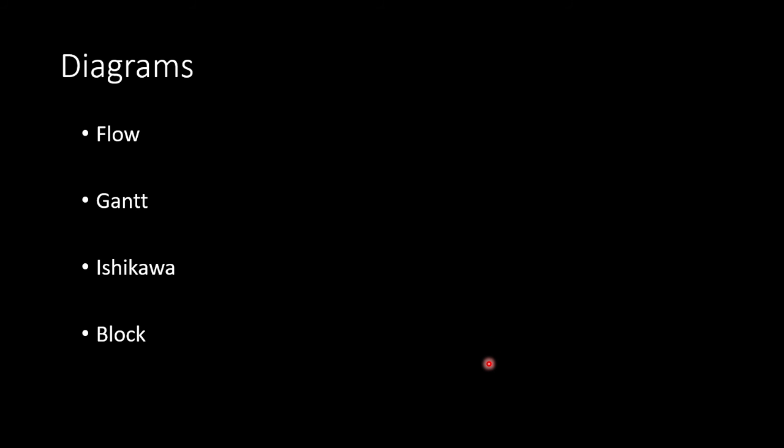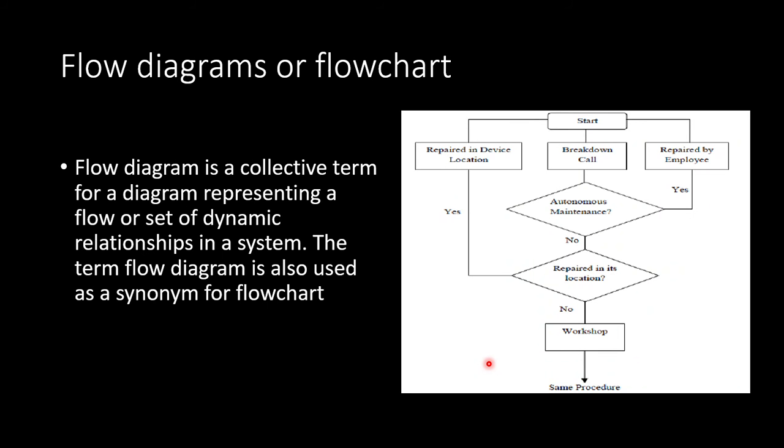Now we are going to use different tools to work with the maintenance. Among these tools we have diagrams like flow diagram, Gantt diagram, Ishikawa diagram or fishbone diagram, and block diagrams. Why is that? Well, flow diagrams or flow charts, most commonly known, are diagrams that are going to show us the direction of a process. They are going to tell us the relations in a system and what we are going to do, how we are going to proceed.